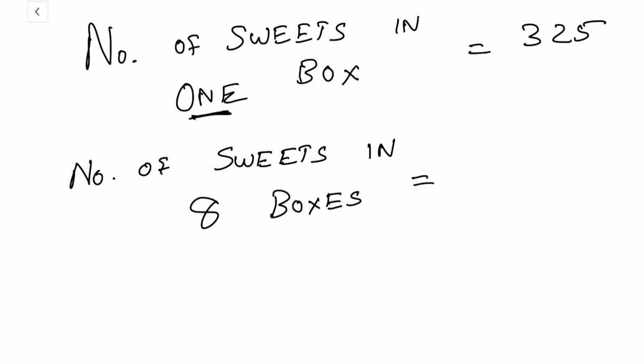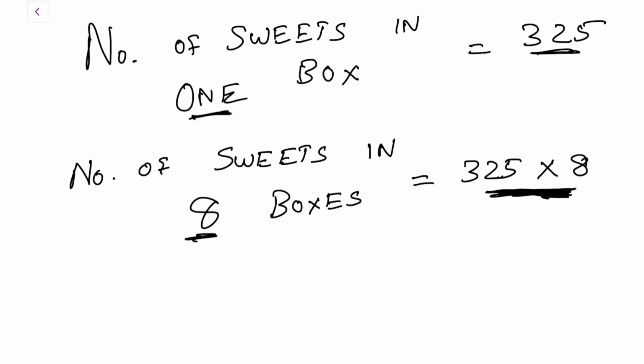In one box you have 325. So in 8 boxes it will be 325 into 8, correct? Or another way to do it is 325 plus 325 plus 325, 8 times. You don't want to repeat addition. It's going to be complicated. That's why we do multiplication. Repeated addition is nothing but multiplication.